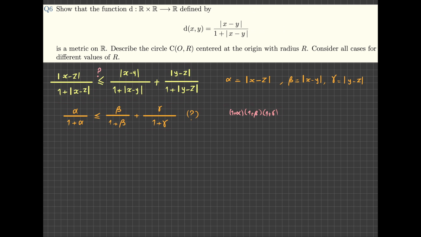Okay, so what do I do? It means that I multiply that. It becomes alpha(1 plus beta)(1 plus gamma) is less than or equal to beta(1 plus alpha)(1 plus gamma) plus gamma(1 plus alpha)(1 plus beta).